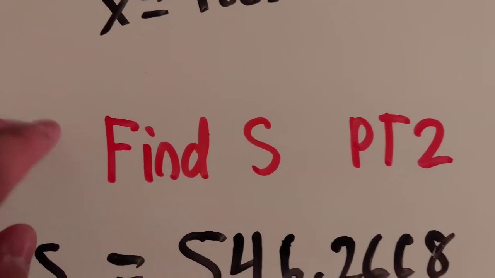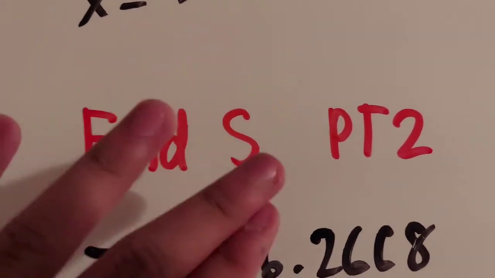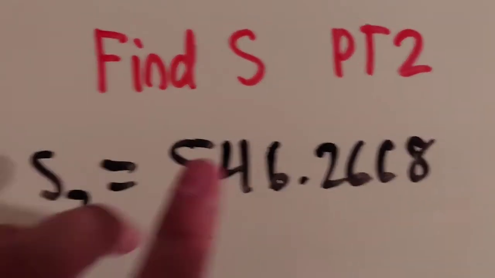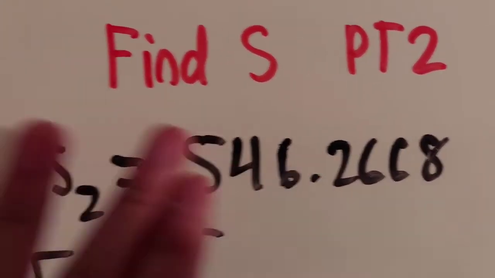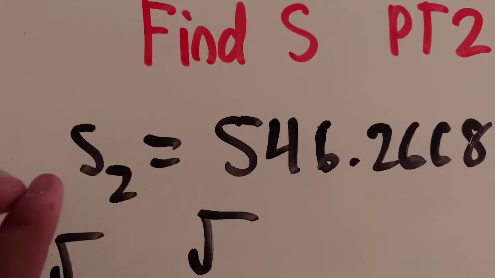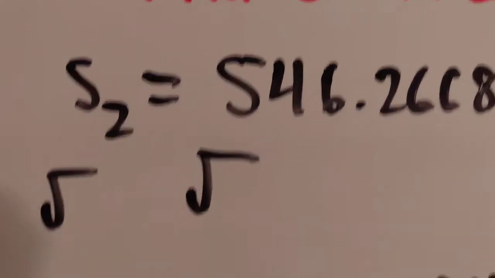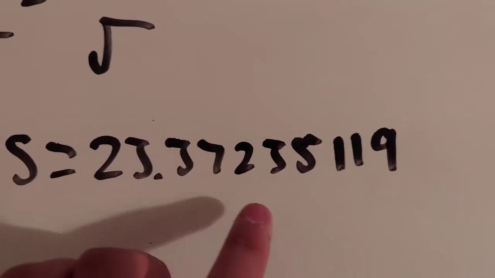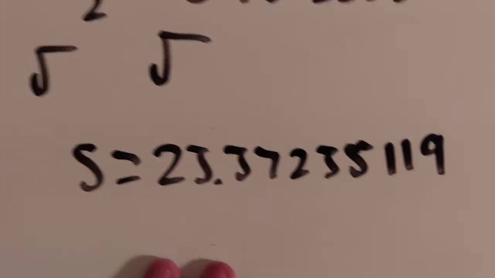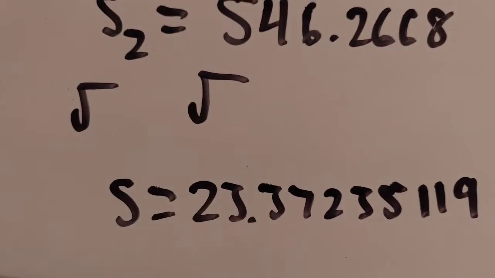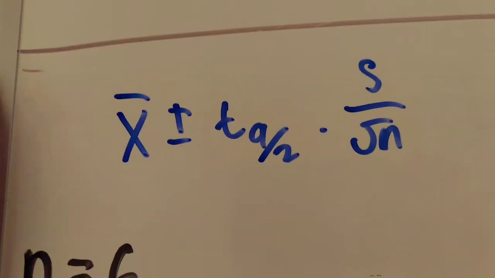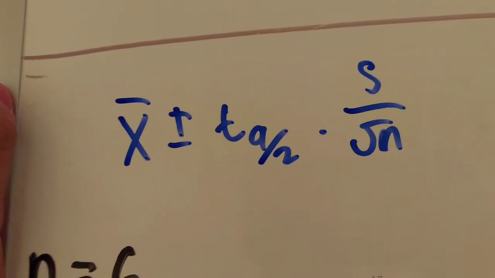To finish it off, find S, or sample standard deviation, part 2. We know that S squared is equal to 546.2668. So what we're going to do is square root it, just so we can get that one S. And if we do that, it's going to give us S equals 23.37235119. So now that we've got everything in order, we're going to rewrite and write down everything we know.